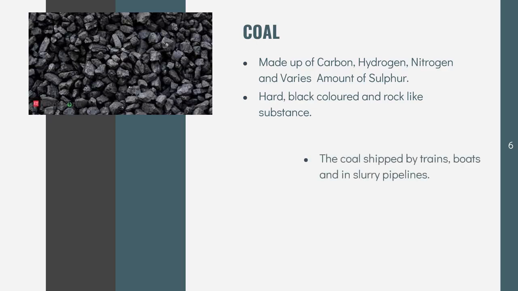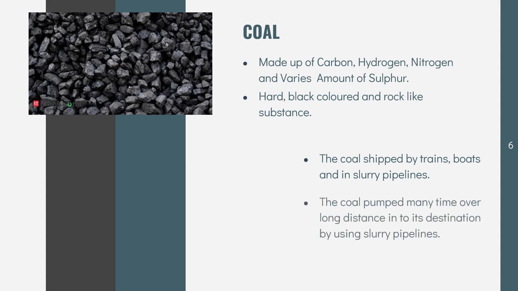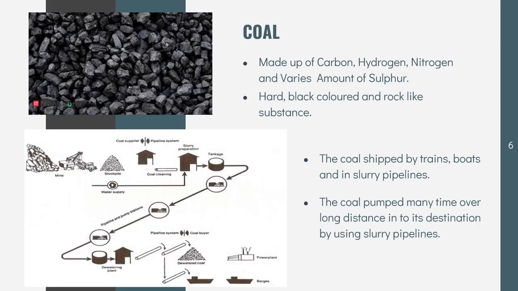The coal is shipped by trains, boats, and in slurry pipelines. The coal is pumped many times over long distances to its destination by using slurry pipelines. The figure on the side shows the pipelines and pump station.